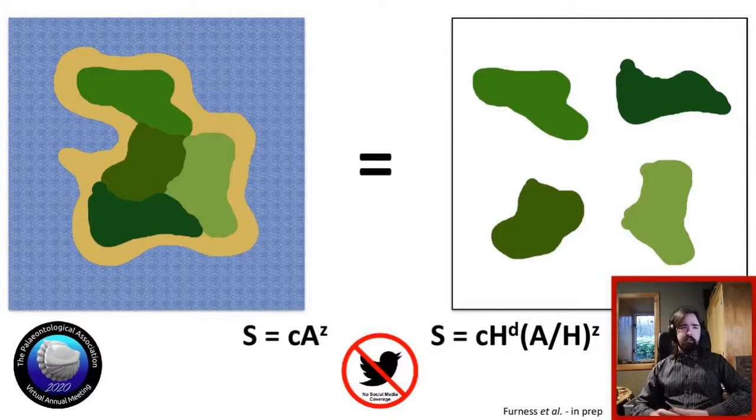Our thought was, what if we incorporate H by dividing up each area into H separate smaller areas, each with area A over H, and then summing species richness across those areas? That's where the equation on the right comes from, what I've been calling the jigsaw or area mosaic model. The basic principle is that because species richness increases at a decreasing rate as area increases, splitting an area into several smaller areas and then summing species richness across them should generally increase the species richness that we find in more heterogeneous areas, which is typically what we observe in nature.